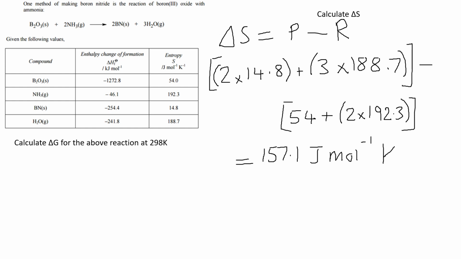Remember though, to use our Gibbs Free Energy equation, we need to convert it into kilojoules. So we need to divide this by 1,000, which would be 0.1571 kilojoules per mole per Kelvin.